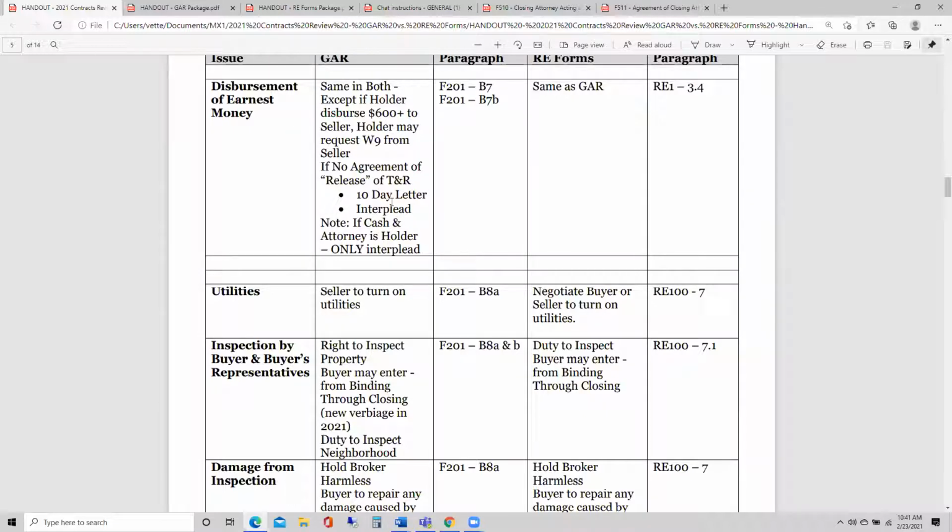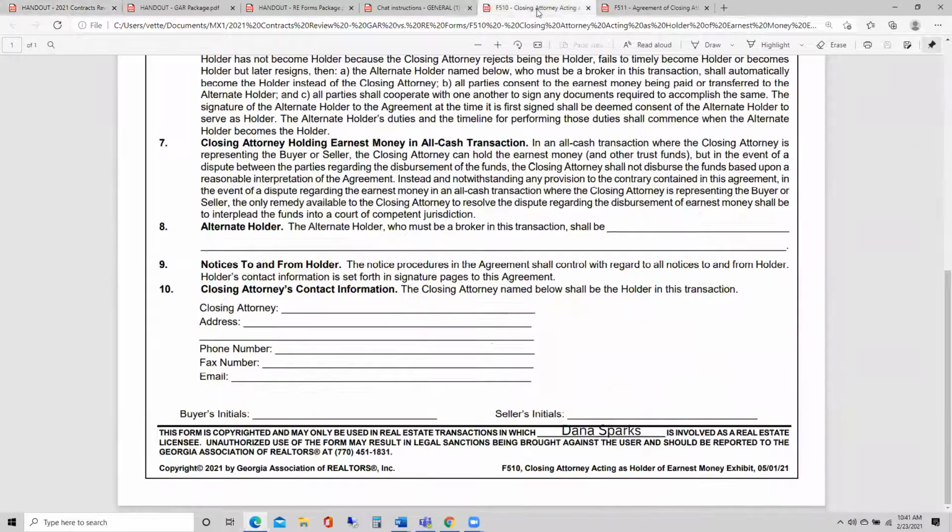And then whatever's left gets awarded to the winner, and the loser may have to pay the winner's legal fees in an interpleader case over earnest money. Again, that's in both. The one noted difference in the GAR contract package, and let me show you guys this.